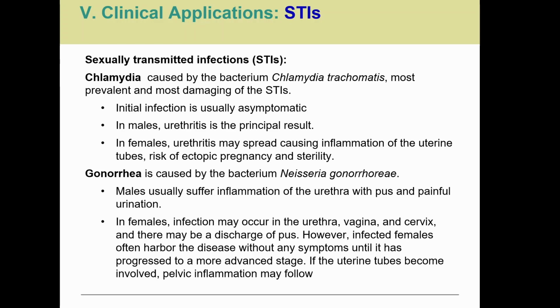Gonorrhea is caused by another bacterium called Neisseria gonorrhoeae. This is going to cause inflammation in the urethra with pus and pain during urination for males. In females, this can happen anywhere in the urethra, vagina, cervix, usually a discharge too. However, a lot of times, same thing, no symptoms until it's gotten really, really bad, including pelvic inflammatory disease.